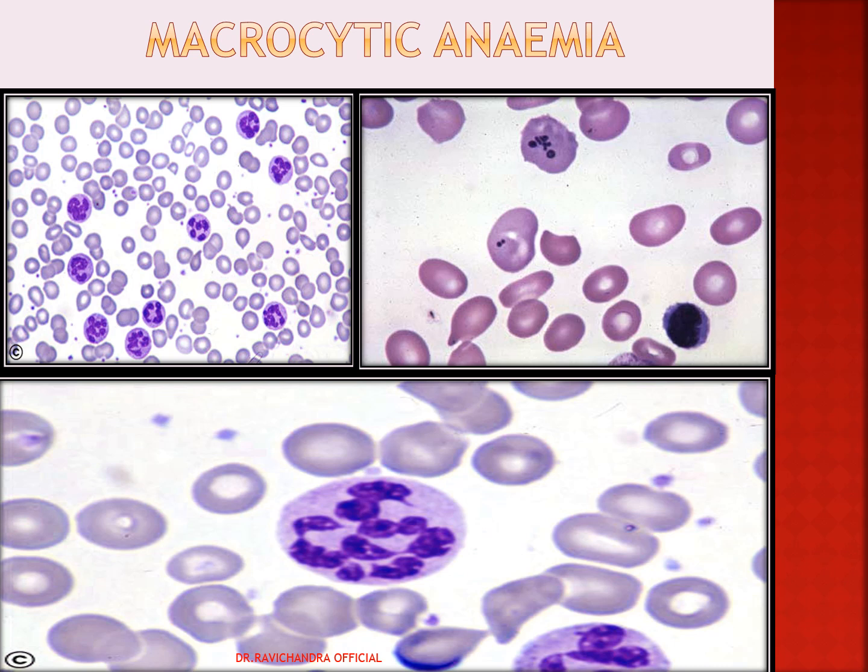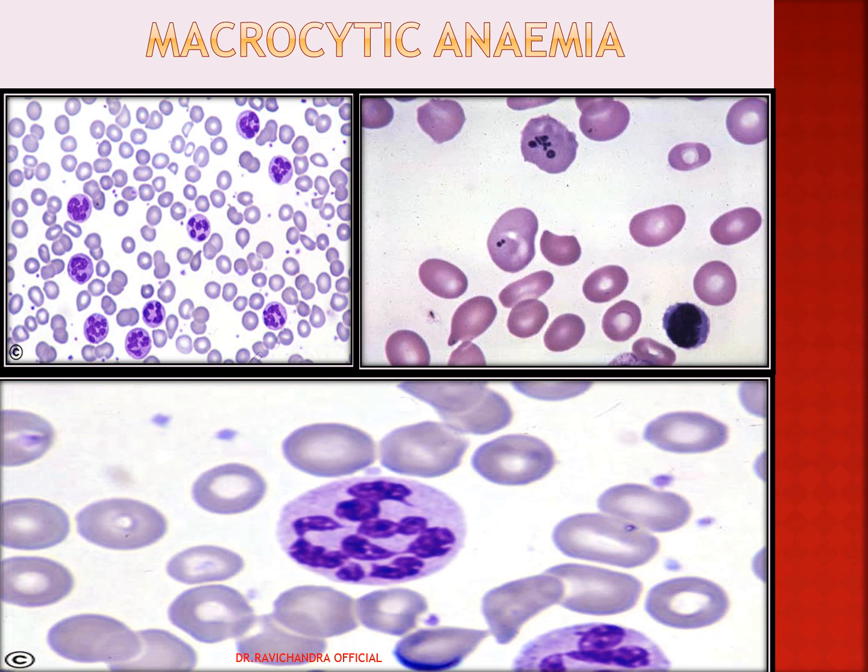This is one more picture showing the macrocytic anemia. In the lower picture, if you observe, there is a hypersegmented neutrophil. Normally, a neutrophil will have 3 to 5 lobes. If it is more than 5 lobes, then it is called a hypersegmented neutrophil.